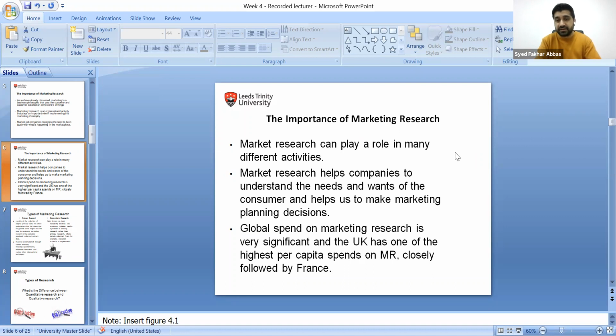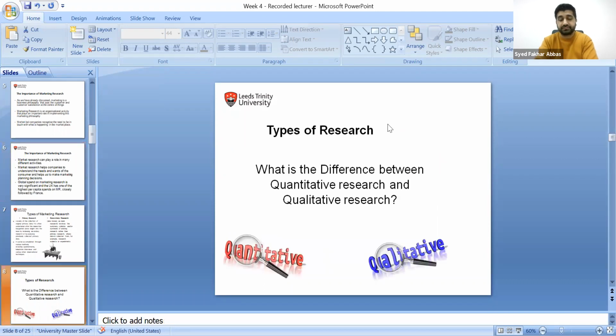Globally, companies are spending a lot on market research. You can see here, global spend on marketing research is very significant, and the UK has one of the highest per capita spends on market research, closely followed by France. I'll show you here.